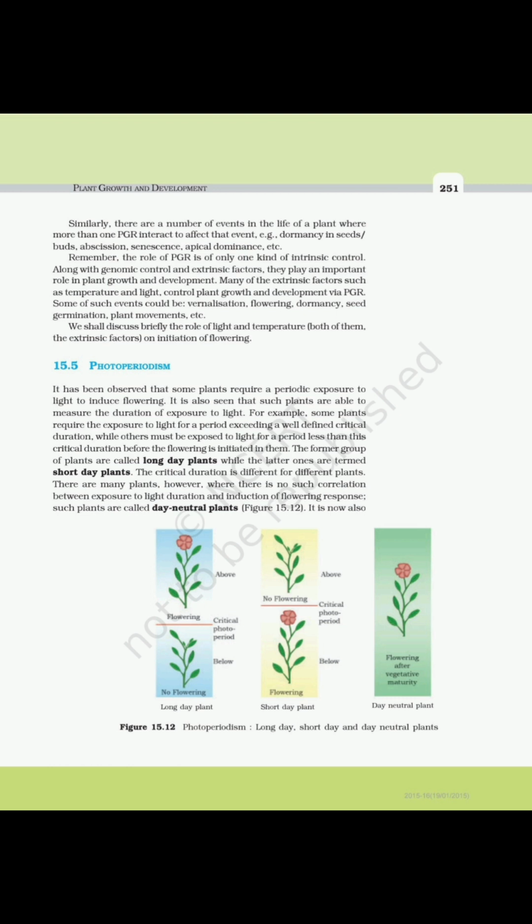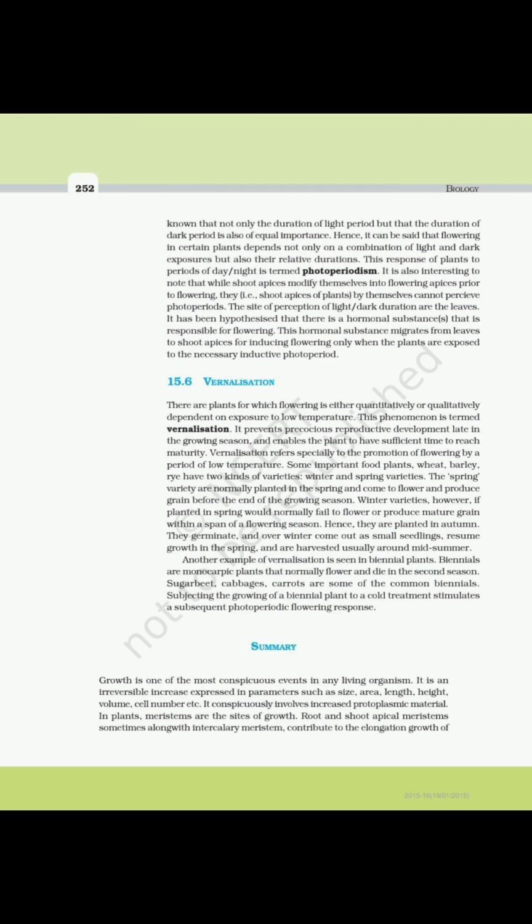Such plants are called day-neutral plants, figure 15.12. Figure 15.12: photoperiodism, long day, short day and day-neutral plants. It is now known that not only the duration of light period but the duration of dark period is also of equal importance. Hence, it can be said that flowering in certain plants depends not only on a combination of light and dark exposures but also their relative durations. This response of plants to periods of day-night is termed photoperiodism.